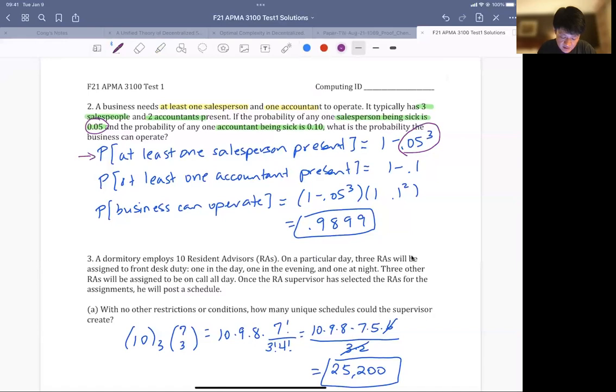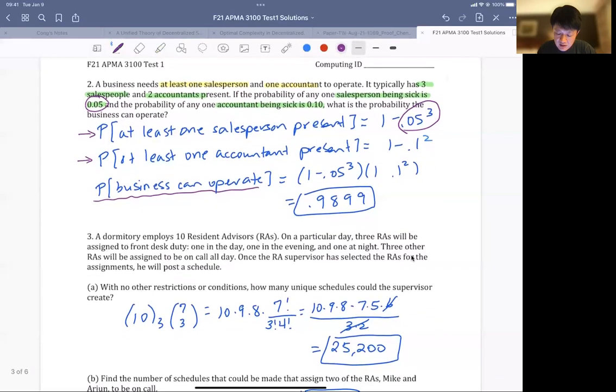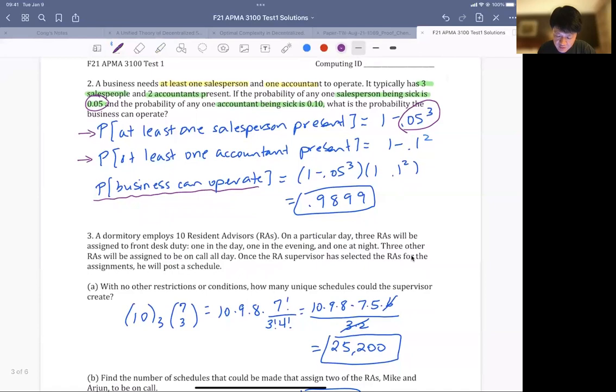okay? The second is the same thing. The probability of at least one accountant to be not sick is 1 minus the probability that both accountants are sick. So it's basically, okay, I think there is a missing square here. So it should be 1 minus 0.1 squared, okay? Lastly, we can compute the probability that the business can operate, which is the probability of at least one salesperson present multiplying the probability of at least one accountant present. So this is the product of the first 2, and you can compute the numbers.